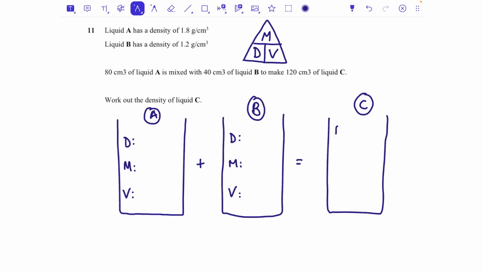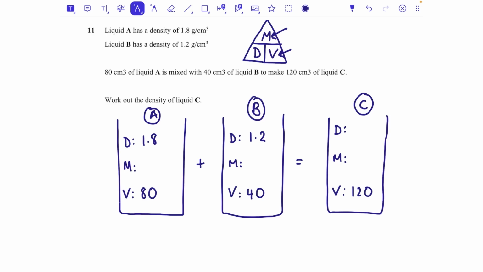Density, mass, volume for each of those liquids. Now just like speed, distance, time, you can add masses together, you can add volumes together, but you can't add densities together. For speed, distance, time, you can add distances together, you can add times together, but you can't add speeds together. So we need to make sure that we're not adding any densities together here. So liquid A has a density of 1.8. Let's pop that there. Liquid B has a density of 1.2. And we're adding 80 centimetres cubed, that's a volume, of liquid A, with 40 centimetres cubed of liquid B to make 120 centimetres cubed of liquid C.